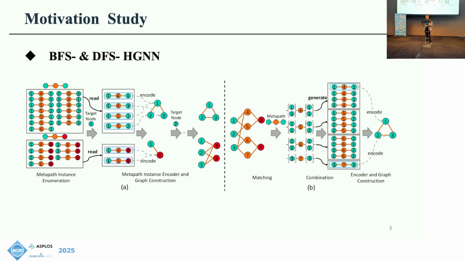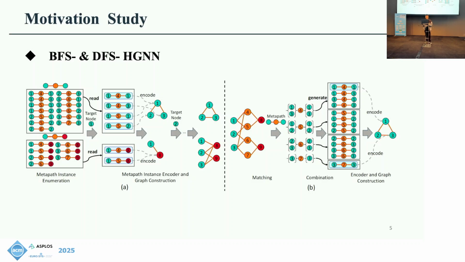There exist two main types of semantic graph construction methods. They are BFS and DFS solutions. Note that the BFS and DFS refers to strategies for generating metapath instance, not the traditional graph traversal techniques. The BFS solutions pre-match and store all metapath instances and use these instances to construct semantic graph and encoding.